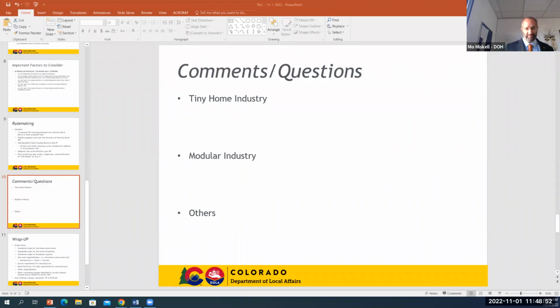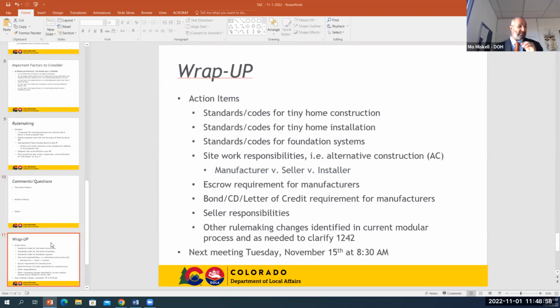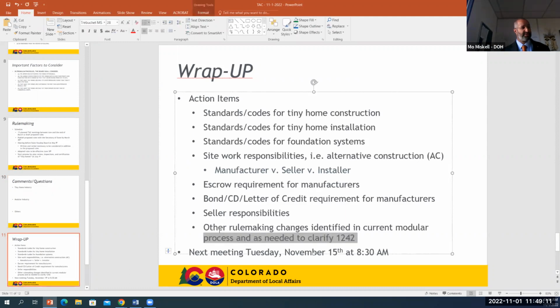All right, I think we've heard from everybody. I do need to land this by noon at the latest, so let's wrap this up. And this is getting to what Nate talked about earlier. At a very minimum, we've got a lot to cover, right? We just touched upon some other rulemaking we probably need to address in the current modular program that may have implications for tiny homes as well. But there's a lot here to cover.